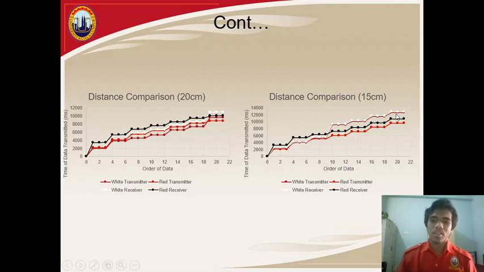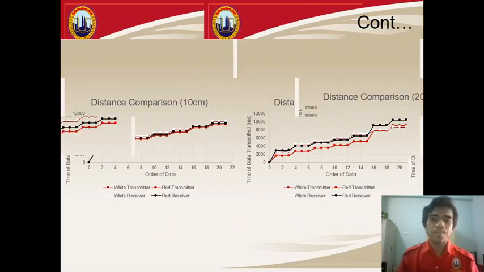when the white transmitter is giving the data, the receiver catches it really fast. As we can see in the graph, the white receiver line is right on the line of the transmitter. Meanwhile for the red, it's still good, because the receiver has the same pattern as the transmitter, so we know that there is no data loss, just a delay of time.